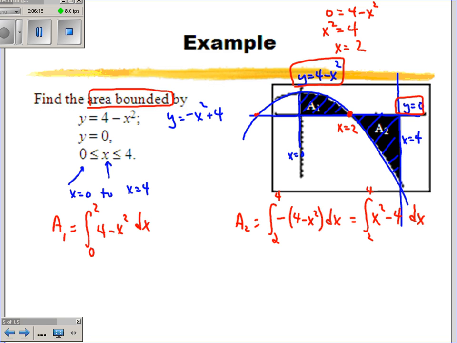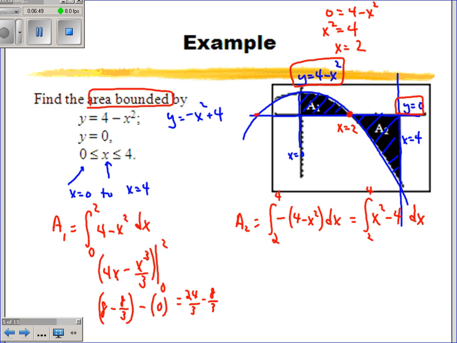So now calculate those two definite integrals separately. The antiderivatives are going to be almost identical. It's just one's the negative of the other. So we're going to have 4x minus x cubed over 3, and I want to evaluate that from 0 to 2. Put 2 in first. I'm going to have 8 minus 8 thirds, and then minus what I get when I put 0 in. I'll get 0. So this is going to come out to be 8 minus 8 thirds. 8 is the same thing as 24 thirds, minus 8 thirds is going to be 16 thirds. That's the area A1 in the picture.